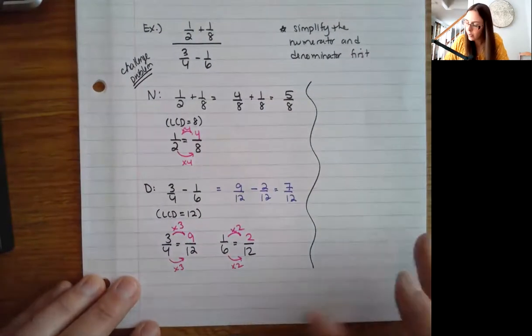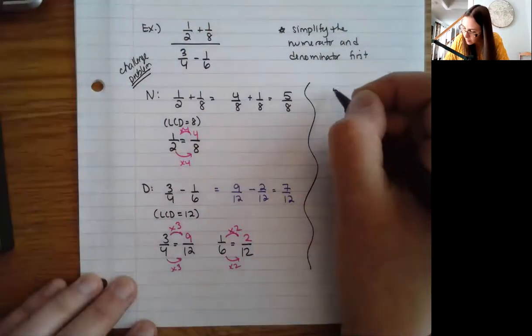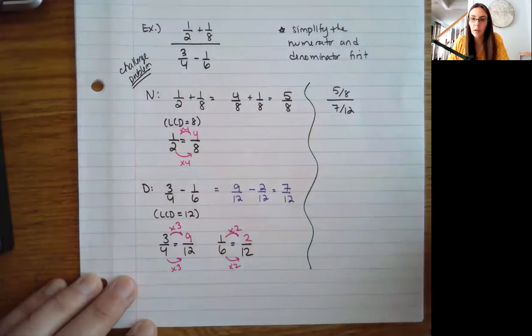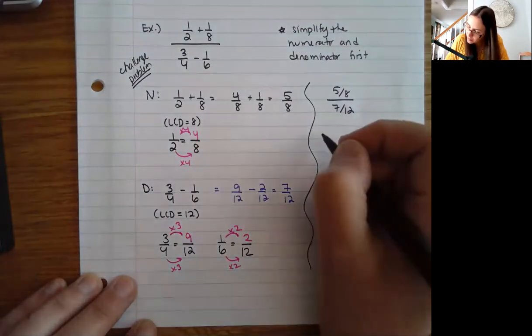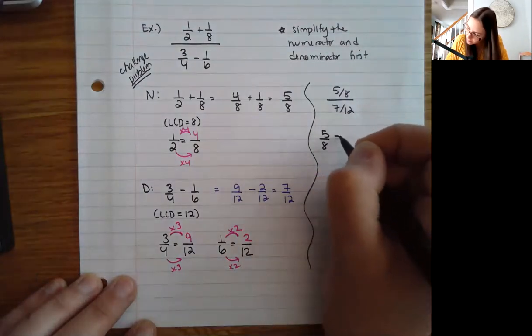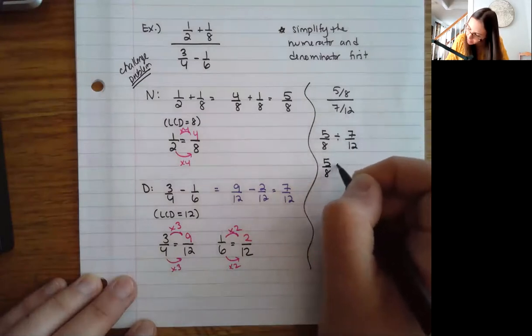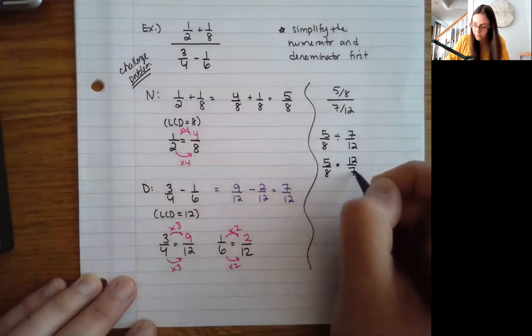So my numerator is going to be 5/8. My denominator is 7/12, and now I have a problem that I'm used to working with. So now I can rewrite it, change it to multiplication, and flip that second fraction.